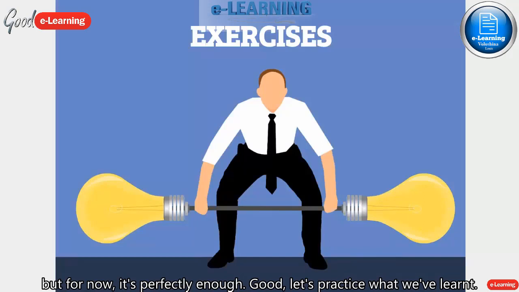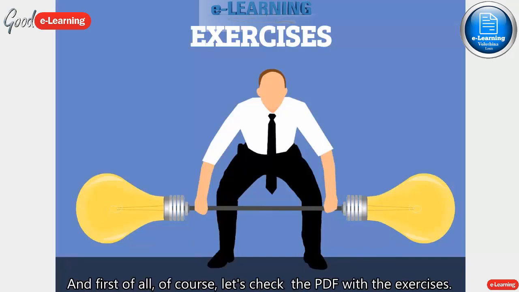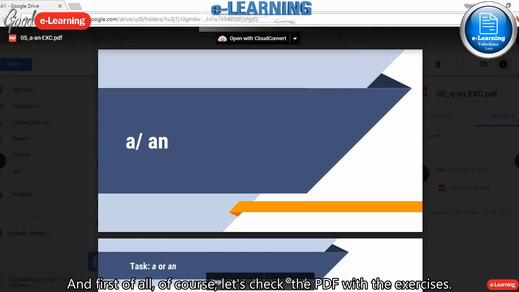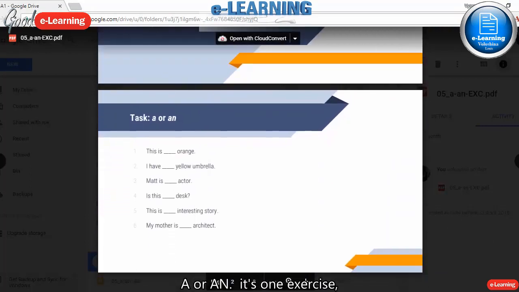Good. Let's practice what we've learned. And first of all, of course, let's check the PDF with the exercises. It's one exercise, in fact, and it's really easy. You just need to write a or an. Good luck. See you in the next lesson.